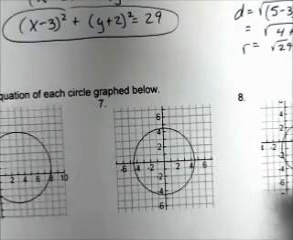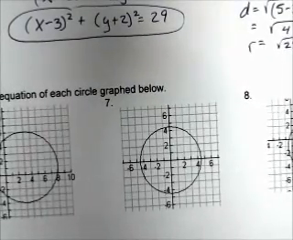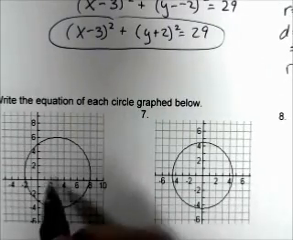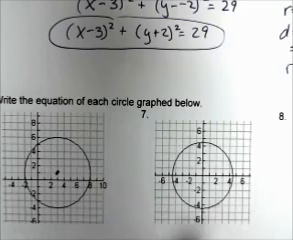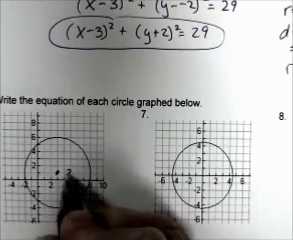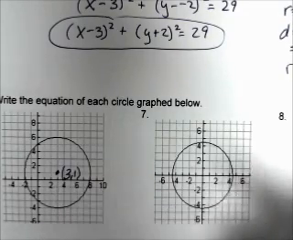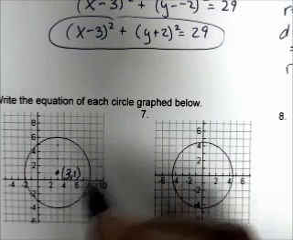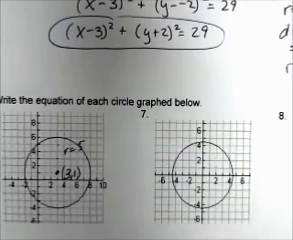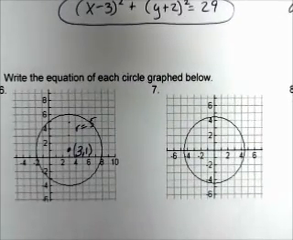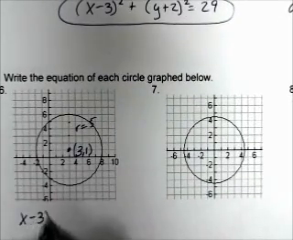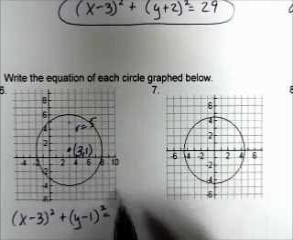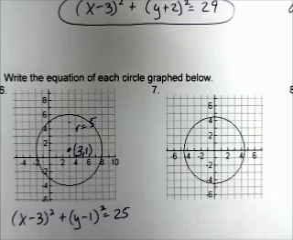Next, write the equation of each circle graphed below. All right, so we need to pull out the center. And let's see, for this equation, looks to be right here. So the center is (3, 1). What's our radius? Oh, good, we can count. The radius, 2, 4, 5, and r is 5. So our equation: x minus 3 squared plus y minus 1 squared equals 5 squared, which is 25.